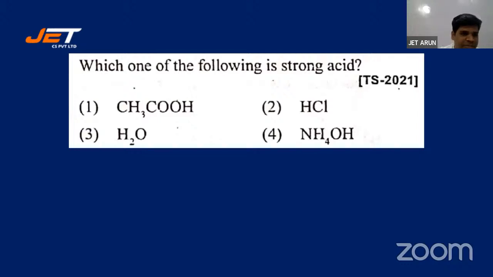Let me note. Chetan is again mentioning 2. That's right. Sidheksha, 2. Very good. It's right. HCl is a strong acid. Ethanoic acid is a weak acid. H2O is a neutral oxide. NH4OH is a base. All right.